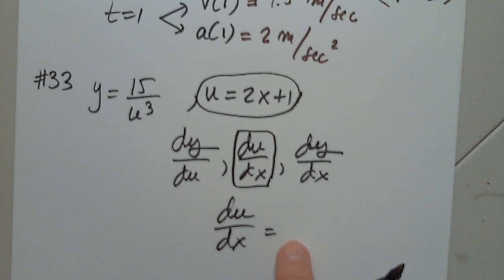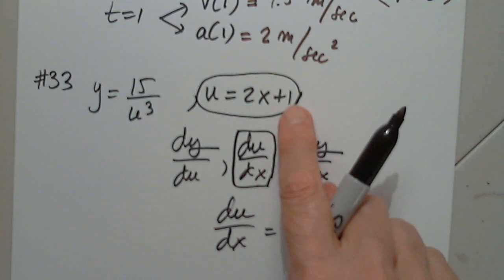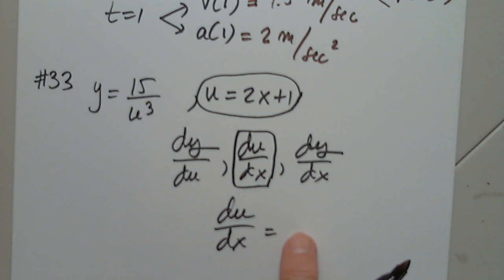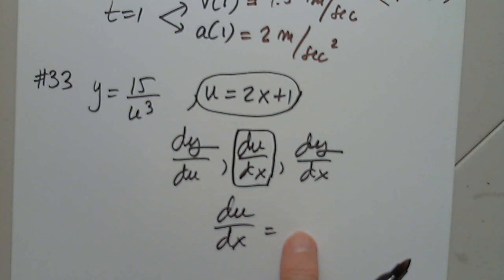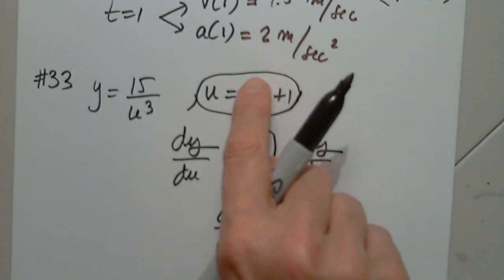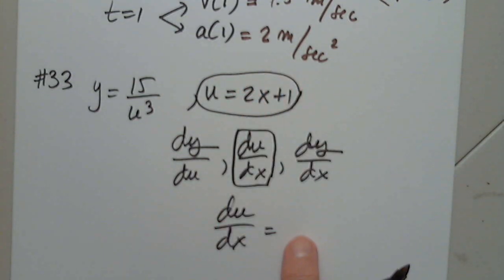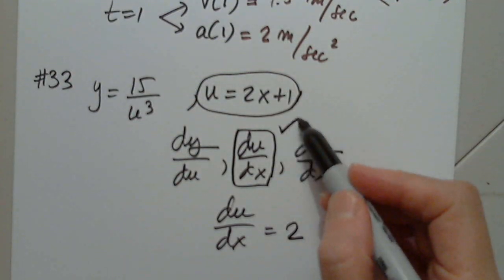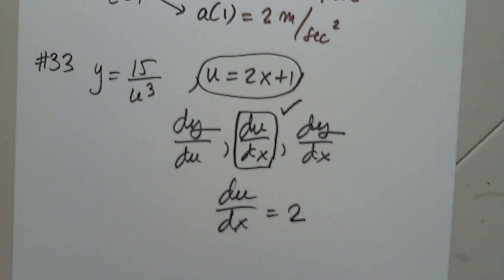Okay, I'll look from left to right. Michaela, will you tell me what is the derivative of 2x plus 1? I'm not entirely sure. Okay, that's okay. Anyone else would like to help? What is the derivative of 2x plus 1? 2. Thank you. So we have this. Now let's continue with dy over du.